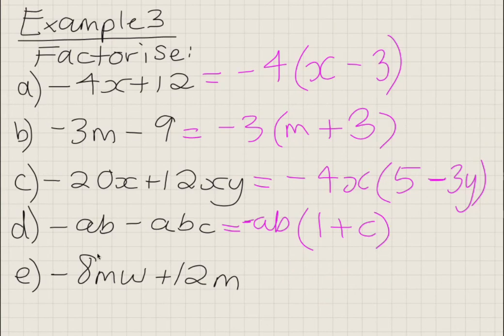In part E, we have m is common to both, and we know we're pulling out a minus sign. Now the highest common factor of 8 and 12 is 4. So pulling out minus 4m. Now minus 4m times what gives 8mw? So the w is missing, and 4 times 2 is 8, so it's just 2w in brackets.